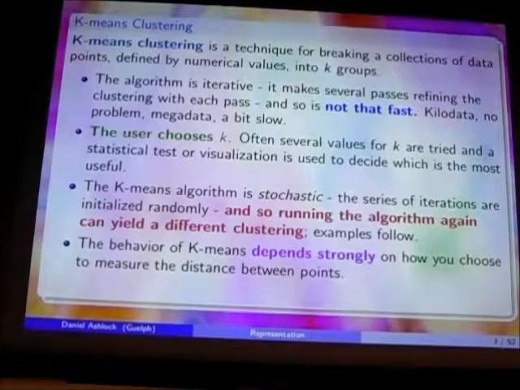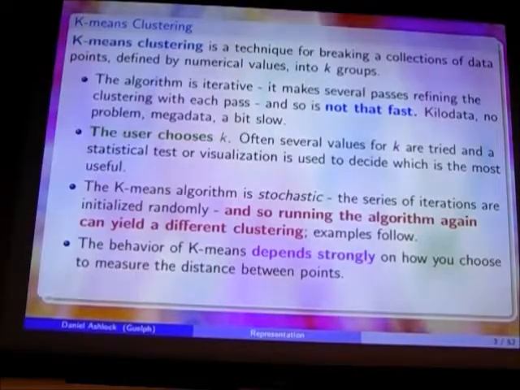Anyway, K-means clustering is a technique for breaking collections of data points defined by numerical values into K groups. You can also use it on non-numerical values if you do more programming. The algorithm is iterative. It makes several passes, refining the clustering on each pass, so it's not that fast. No problem if you run it on thousands of points. It's a little bit of a problem if you run it on millions of points unless you're somehow distributing it across lots of different processes.